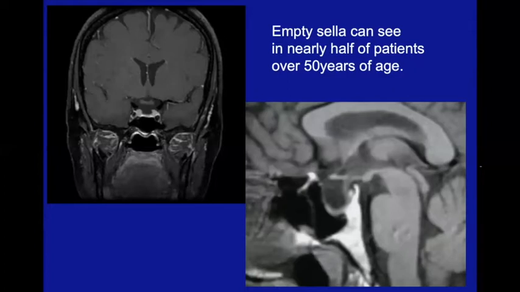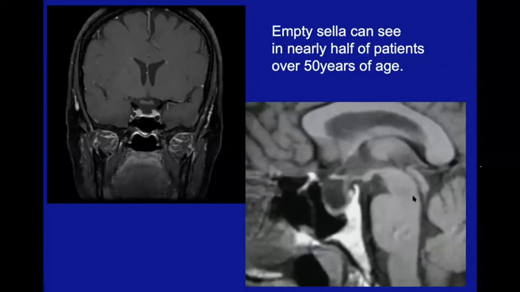And so you'll see a smaller pituitary gland as people age. So this is not a pathologic finding. This has been associated with pseudotumor cerebri or intracranial hypertension. But many patients have this who do not have pseudotumor. So again, it's kind of an interesting finding, but may or may not have pathologic findings.